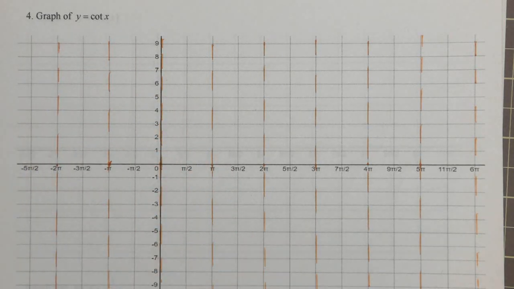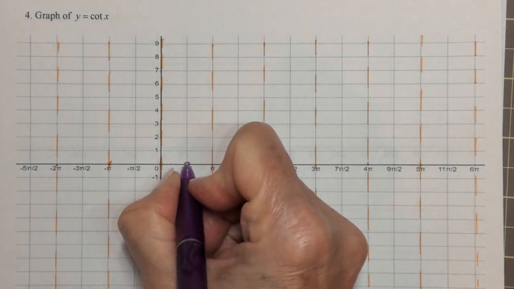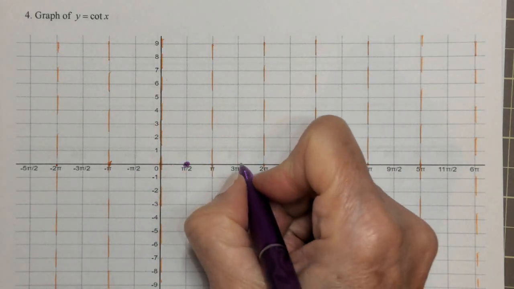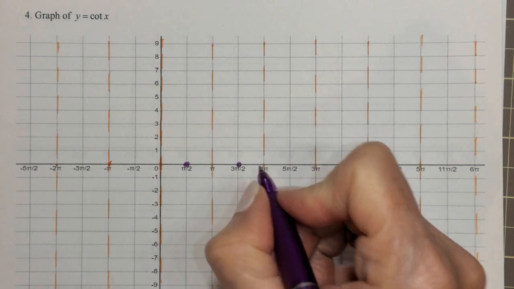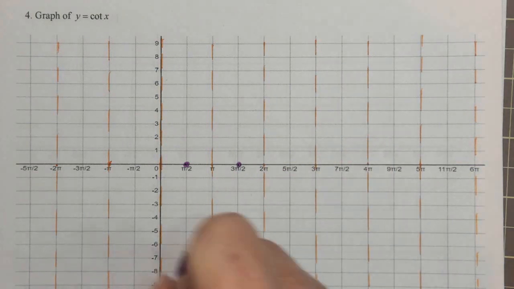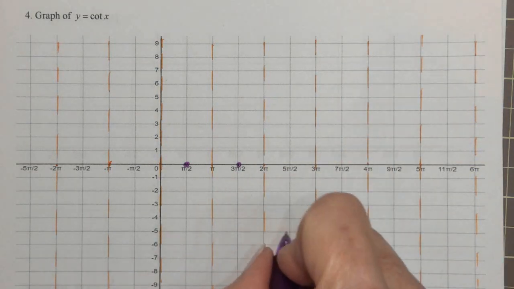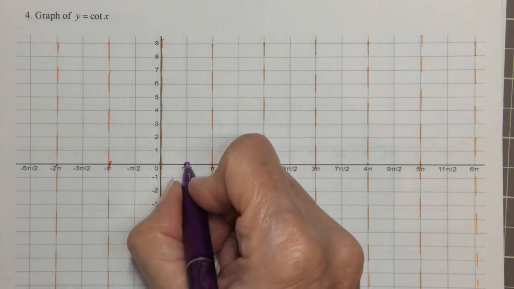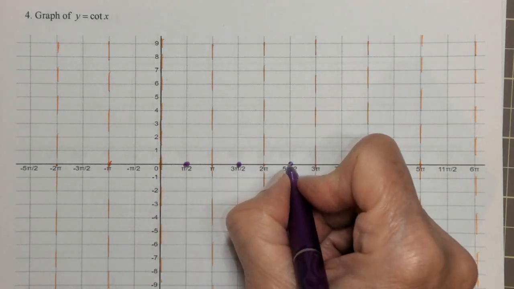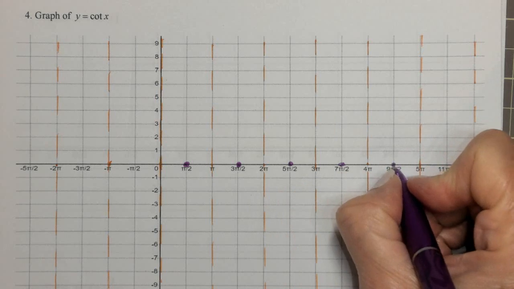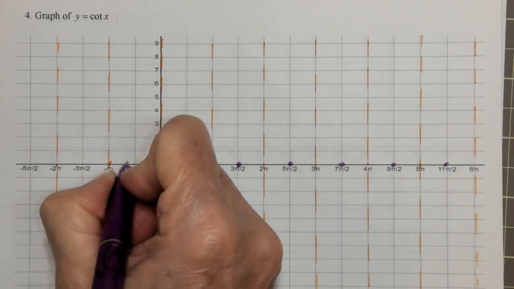All right, there are all of our asymptotes for cotangent. And wherever sine is 0, we have an asymptote, and wherever cosine is 0, cotangent has a 0. So pi over 2, 3 pi over 2, all of the k pi over 2's, where k is an odd integer.